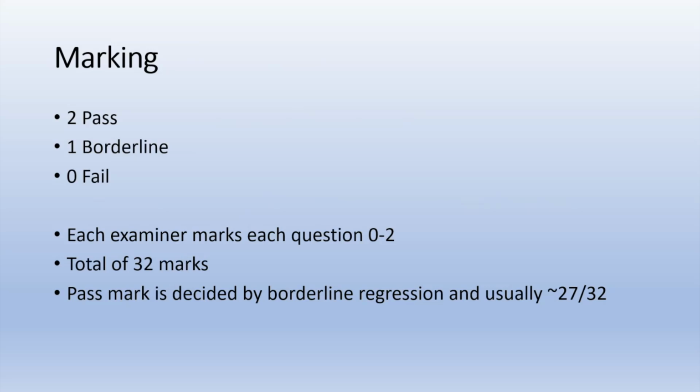There isn't a set pass mark, and this is because there used to be, but because one paper for, say, Monday is not going to have the same difficulty as the paper for Wednesday, there is some borderline regression that goes on so that the paper is marked fairly for the difficulty of the questions, and it's usually about 27. It may be slightly lower if the paper is deemed to be harder, or slightly higher if it's deemed to be easier. That's why it is not a set pass mark.